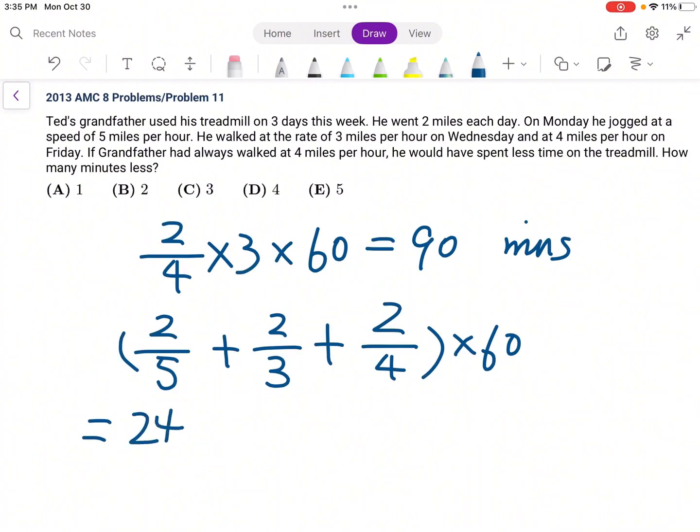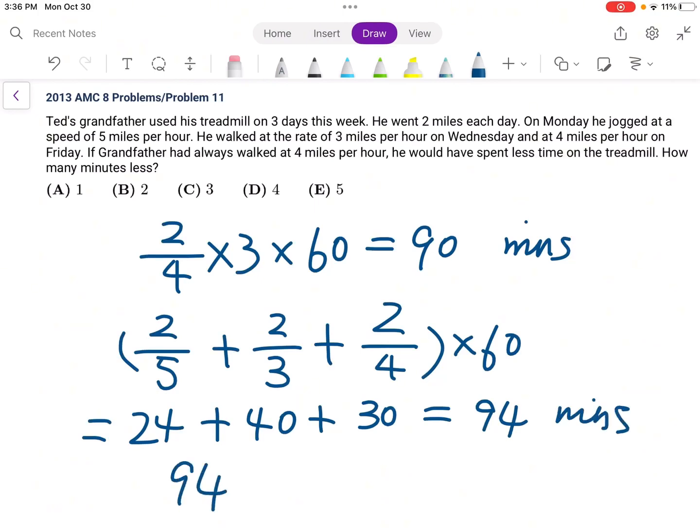24 minutes plus 40 minutes plus 30 minutes. That equals 94 minutes. 94 subtract 90 equals 4 minutes. Therefore, he would have saved 4 minutes if he always walked at 4 miles per hour.